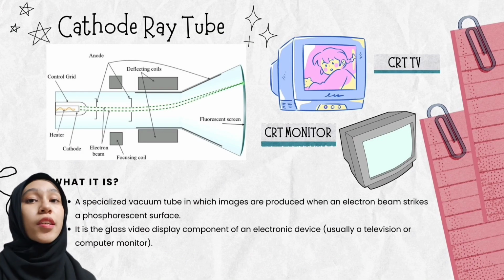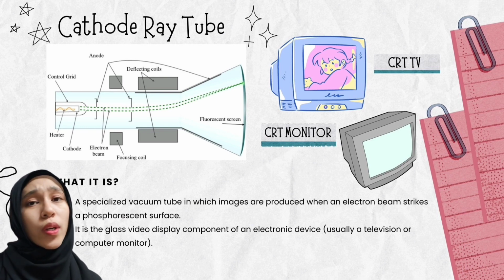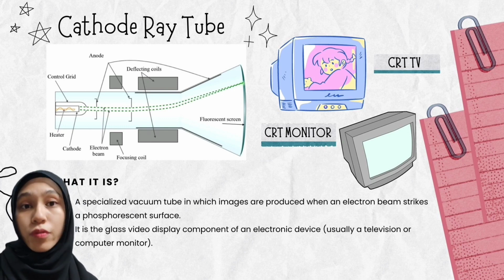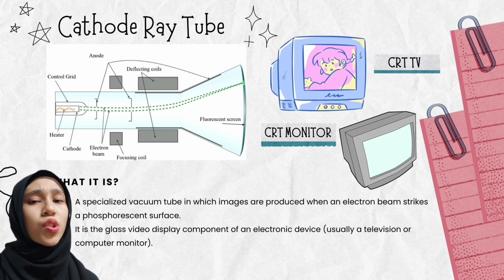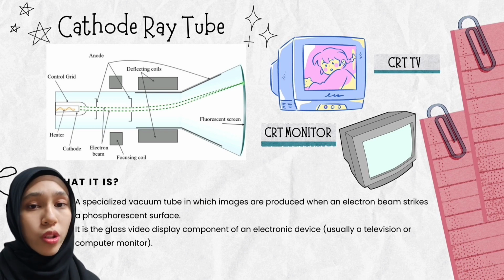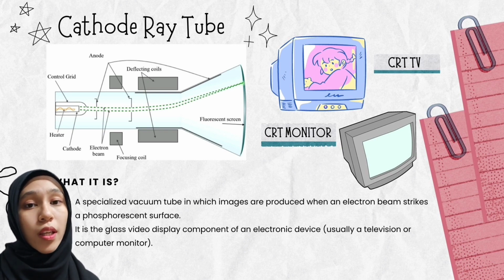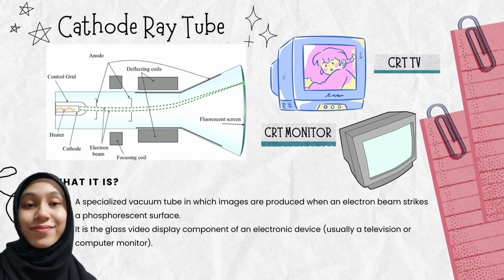The first application is the cathode ray tube. So, what is a cathode ray tube? It is a specialized vacuum tube in which images are produced when an electron beam strikes a phosphorescent surface. It is also the glass video display component of an electronic device, usually a television or computer monitor, like a CRT TV and CRT monitor.